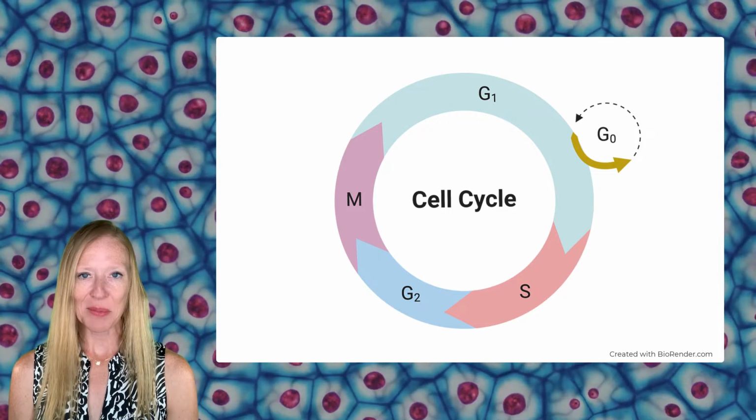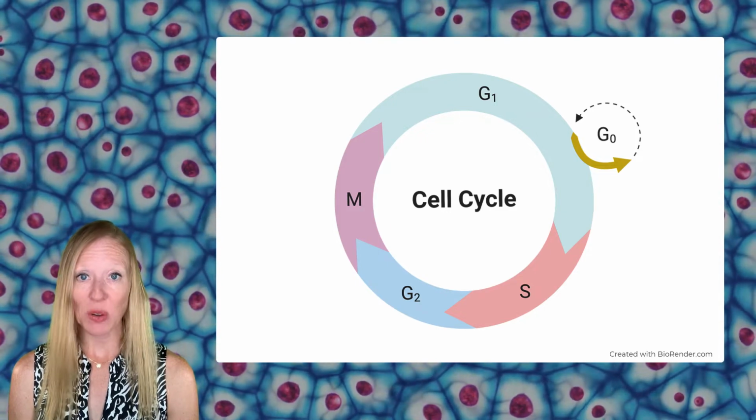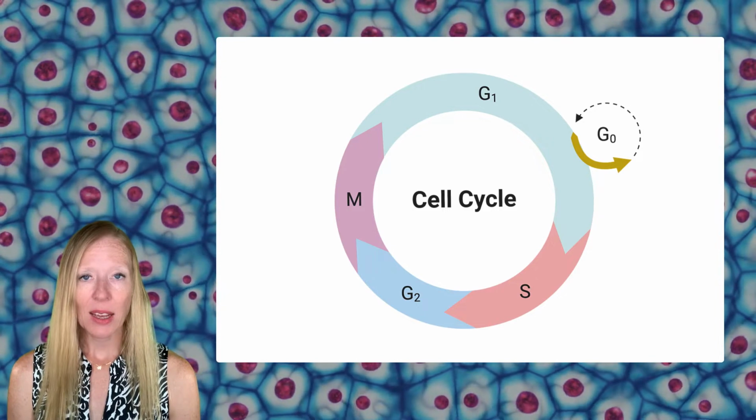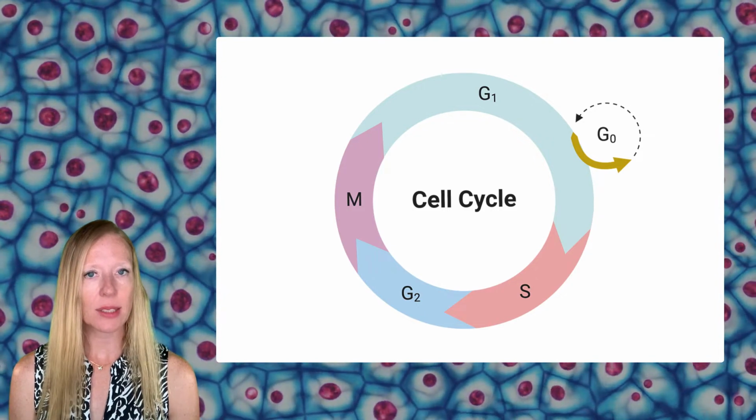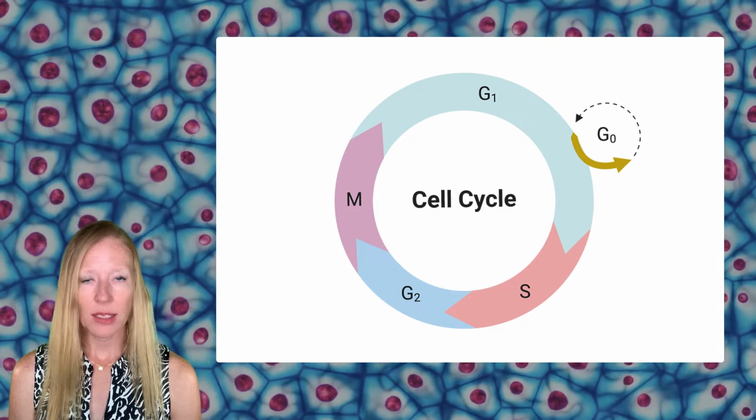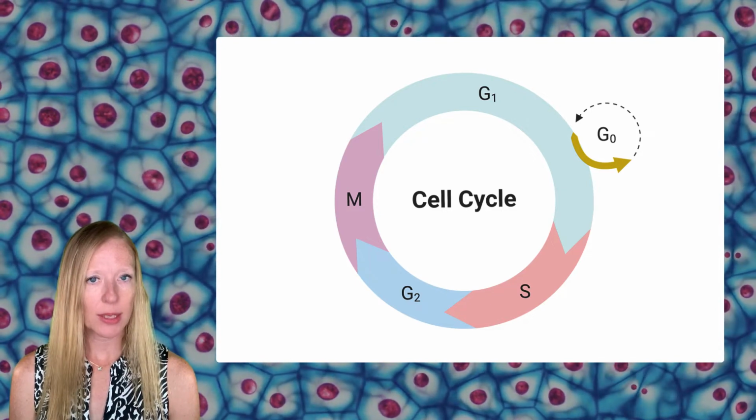Hi, we've already learned a bit about the cell cycle and its phases, G1, S, G2, and M. Now we're going to add another layer of detail as we start to discuss how the cell cycle is regulated. In this video, we'll talk about cell cycle checkpoints.